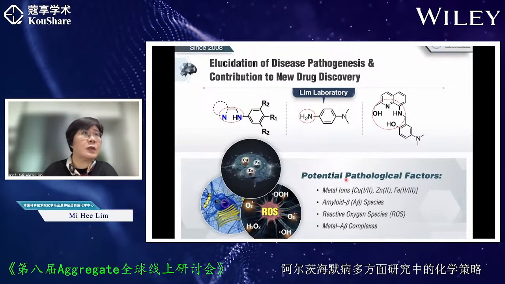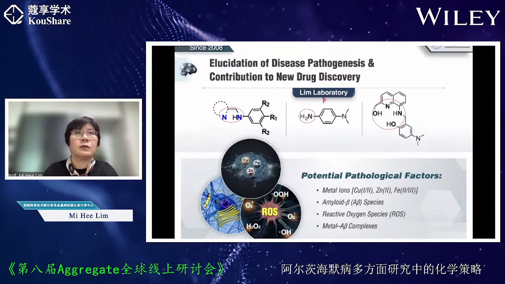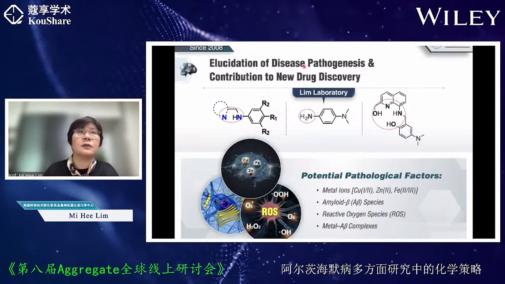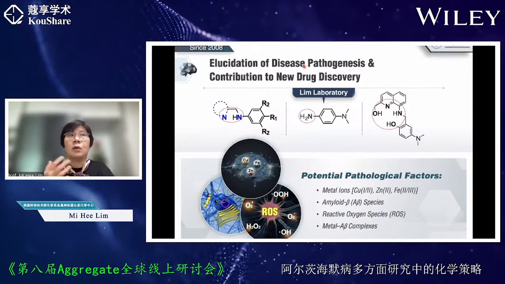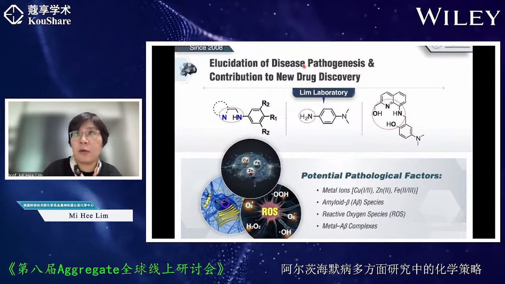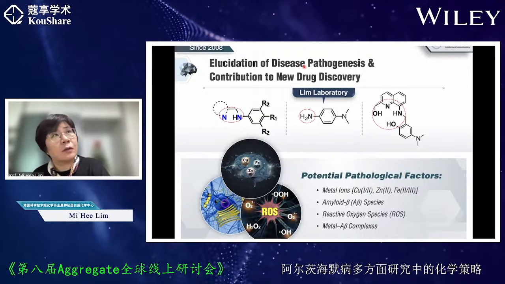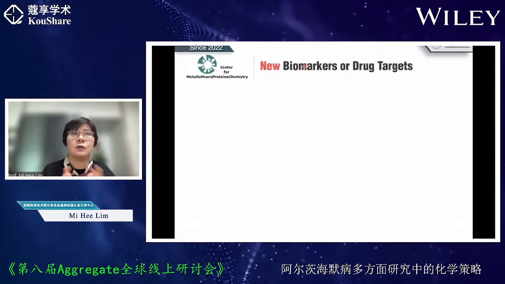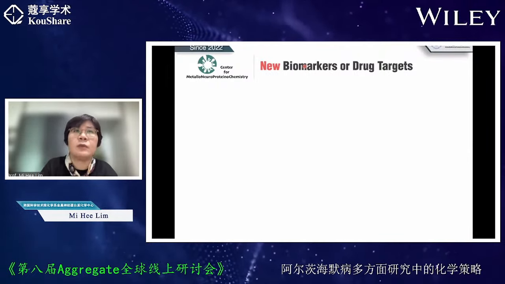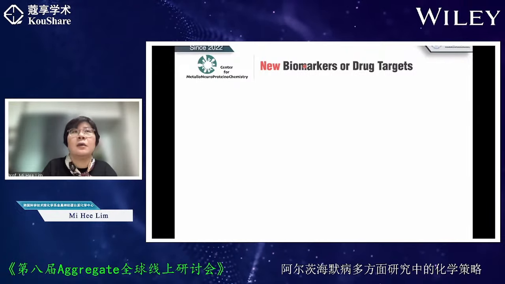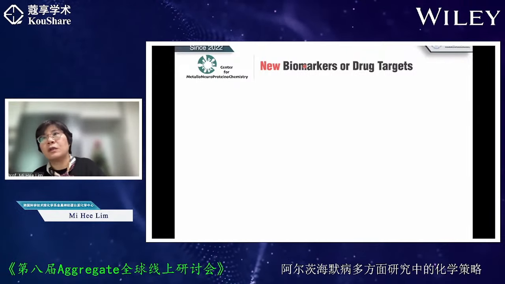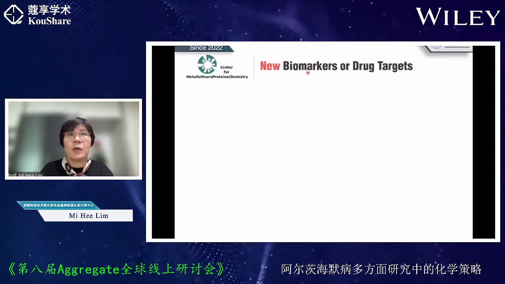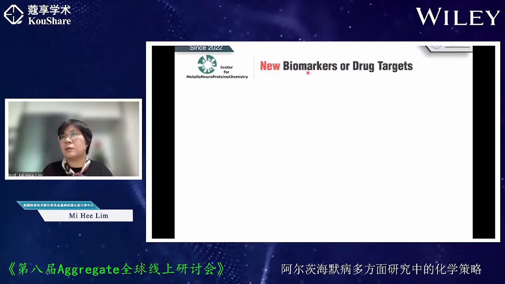So in 2008, we had been trying to generate small molecules to elucidate some pathogenesis of Alzheimer's disease and contribute to new discoveries. But since 2022, I have been very fortunate to receive some funding. So we have been moving forward to discovering new biomarkers or drug targets in Alzheimer's disease.